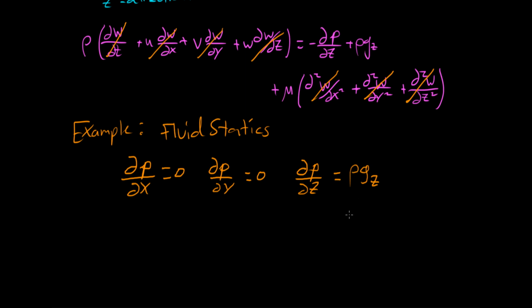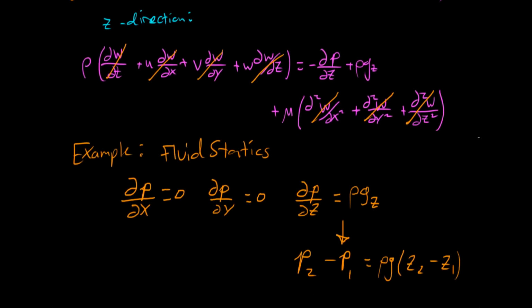In fact, we've already done the integration that turns this for an incompressible fluid into the following. P2 minus P1 is equal to rho g times Z2 minus Z1. And how would we do that? Well, you multiply up by dz and integrate both sides. And so that's a very simple example because there's not much going on, but it shows you once again how we want to cross terms out to start and then see where we end up.